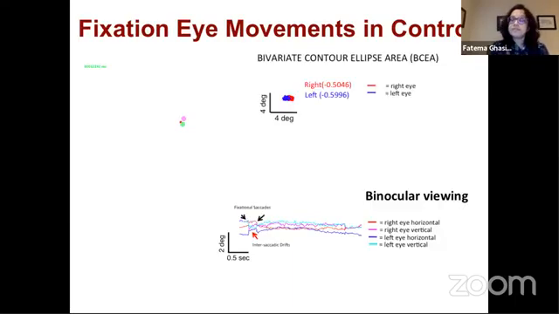Now, frequently fixation eye movements are quantified using a measure called bivariate contour ellipse area, or BCEA. Basically, when you plot horizontal and vertical eye position on X and Y axes, you get this cloud of fixation points. The more stable the fixation, the more tightly packed together the points are going to be. And when you fit an ellipse to this area, that area is the bivariate contour ellipse area. So the smaller the BCEA value, the more stable is the fixation, and there is less fixation instability.